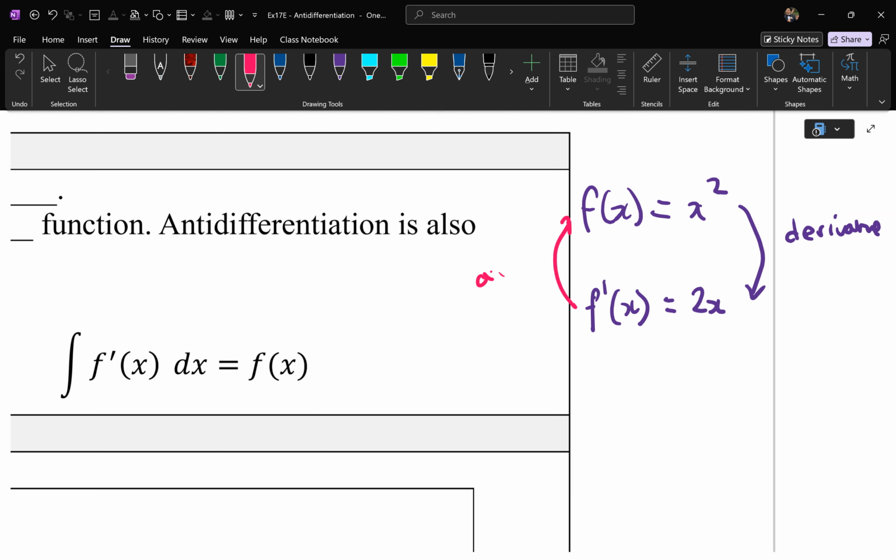17E is called antidiff. And the rule is exactly the backwards of what you did for power rule. So let's think about what you did for the power rule. Power rule was you drop the 2 to the front, and it was times. That's a key thing. I'm going to write here times. Then what else did you do? How did you go from a power of 2 to a power of 1? What did you do? 2 to 1.